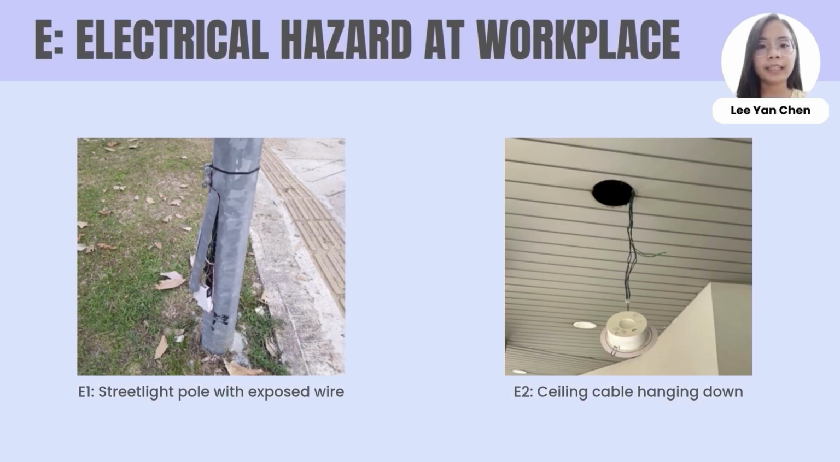For electrical hazards at the workplace, we observed a streetlight pole with exposed wiring and a ceiling cable hanging down. Both are dangerous because people could accidentally touch the wire and get shocked or trip over the hanging cable. These issues show poor electrical maintenance and need immediate repair and insulation.